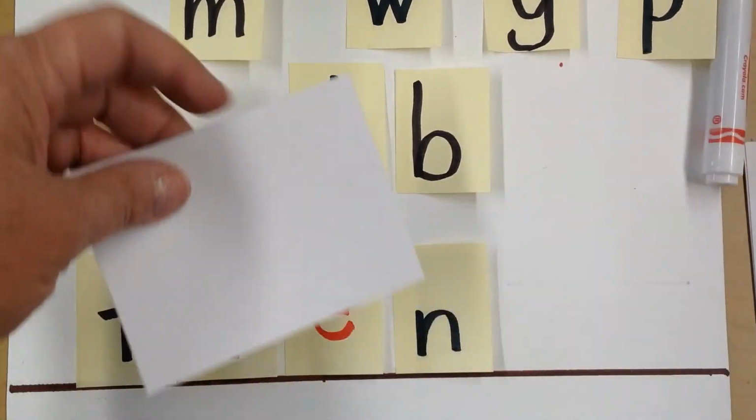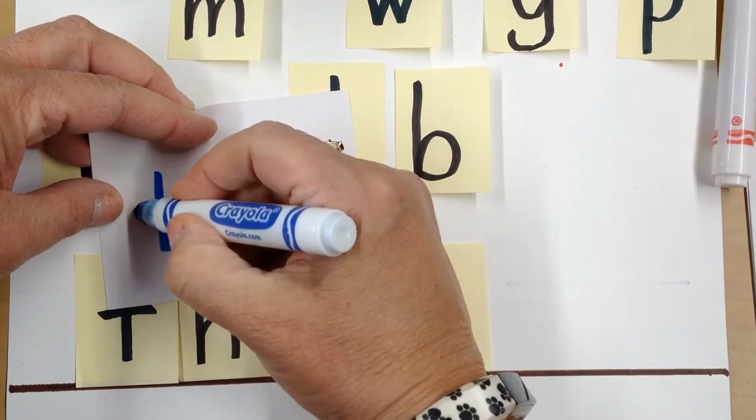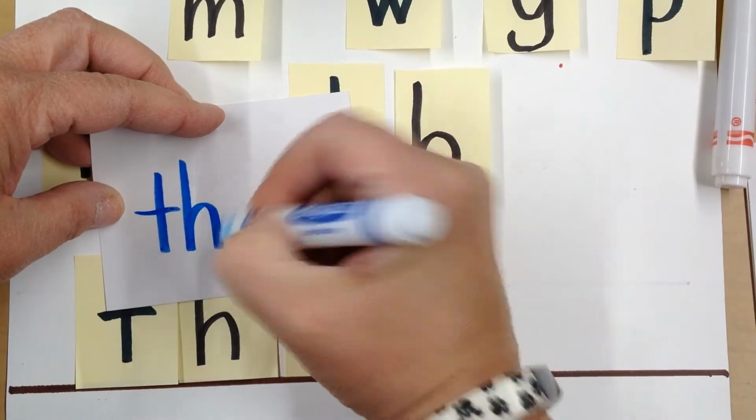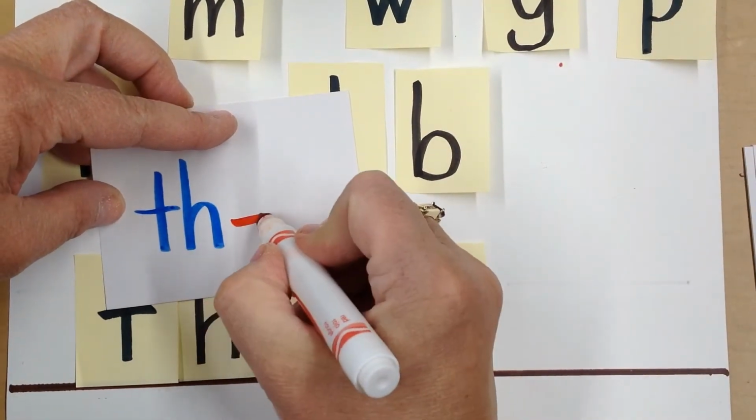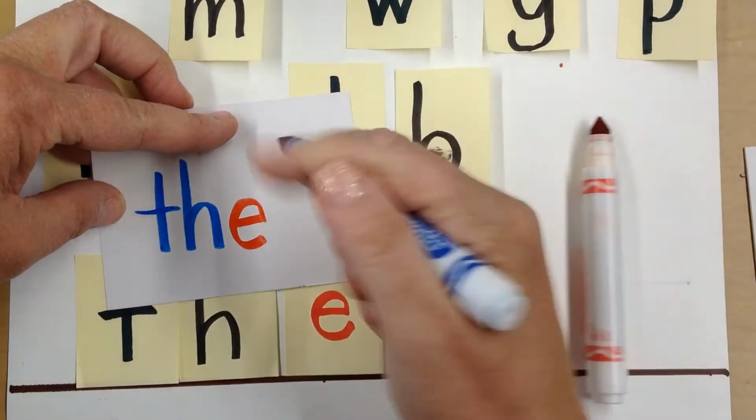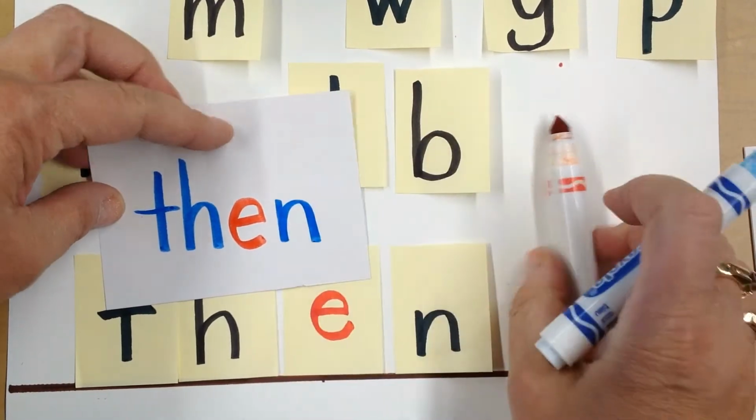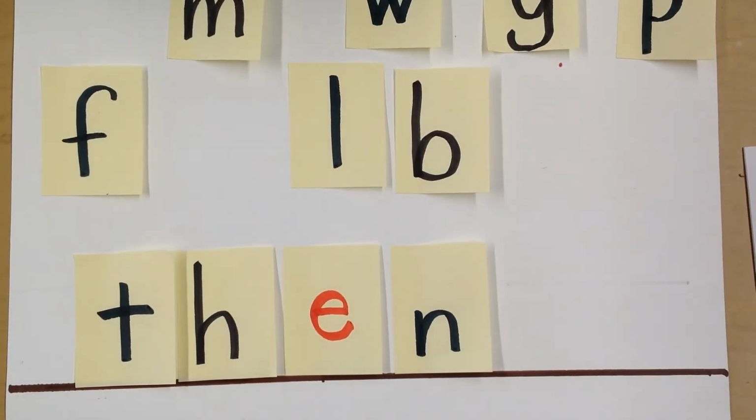So when I write the word then, both the T and the H are consonants. They're both tall letters. The E is my vowel, and then the N, then. We're going to change one letter and make the word when.